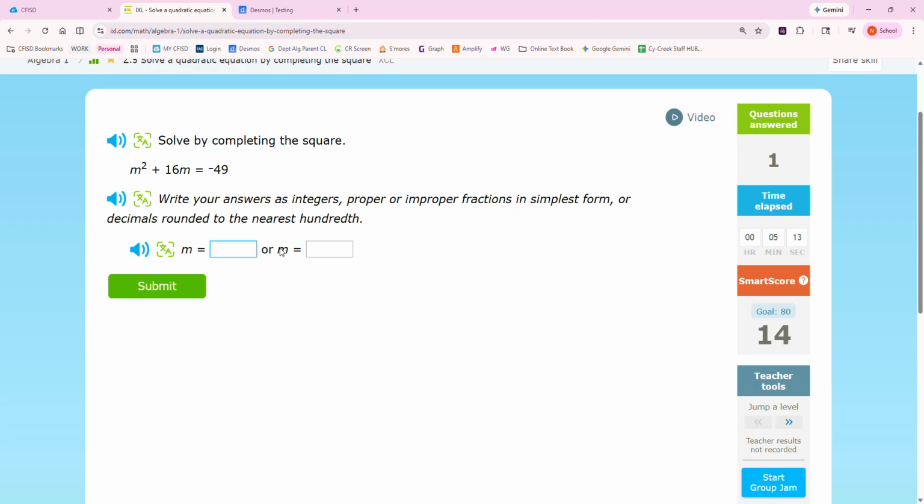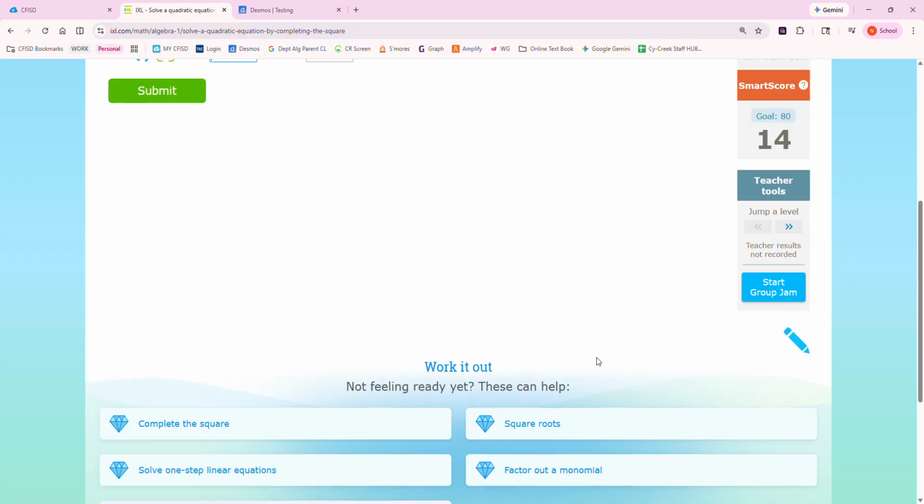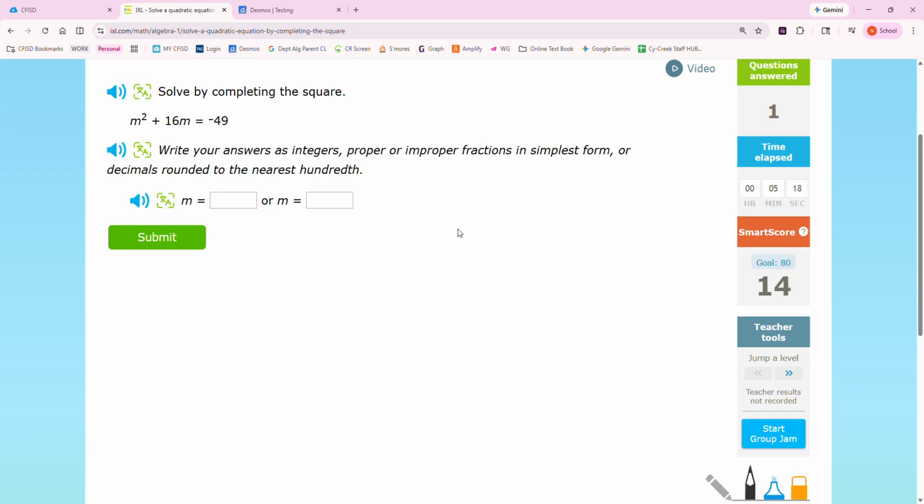Again, this is another situation. It's already set up in the format for us. So this would be m squared. So think, what's the b value? B is 16. 16 divided by 2 is going to give me 9. So then 9 squared is going to give me 81. So we're going to add 81 to both sides.